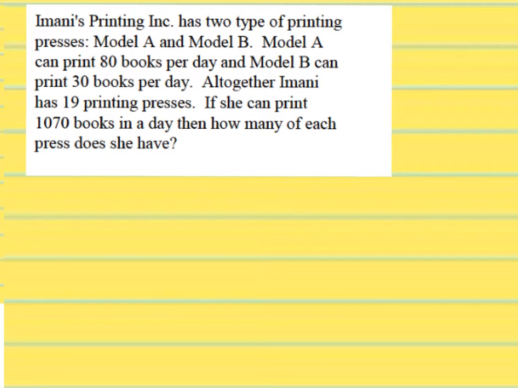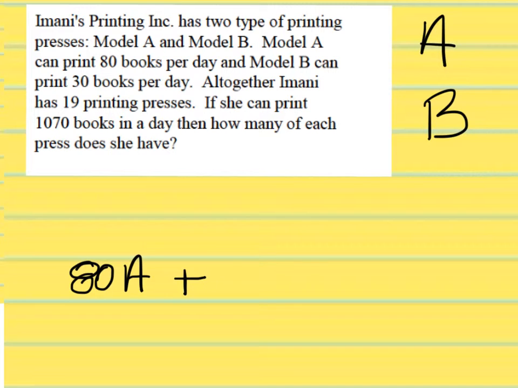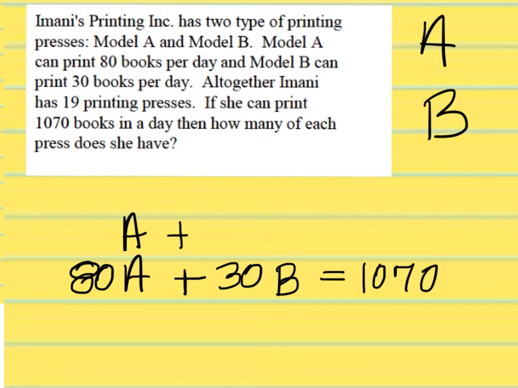Imani's Printing Inc. has 2 types of printing presses, Model A and B, so we're going to use A and B. Model A can print 80 books per day, so let's do this. 80 times A, and Model B can do 30. And they can print 1,070 books in a day. Altogether, they have 19 printing presses, so A plus B equals 19.